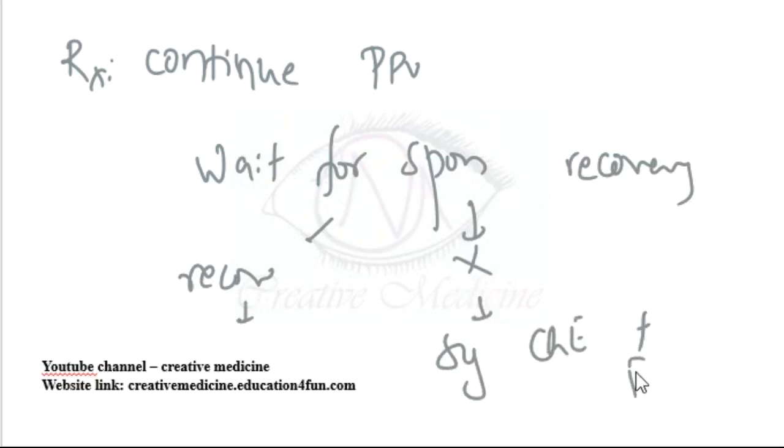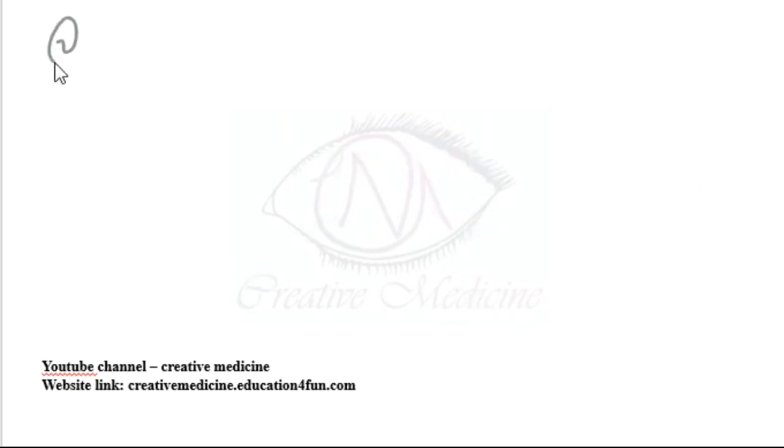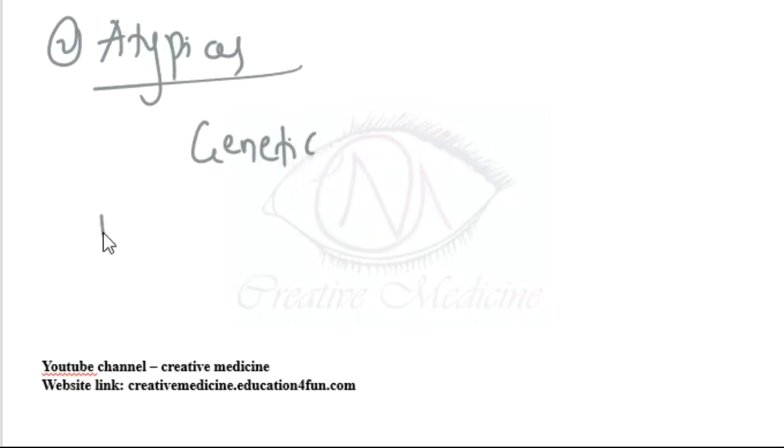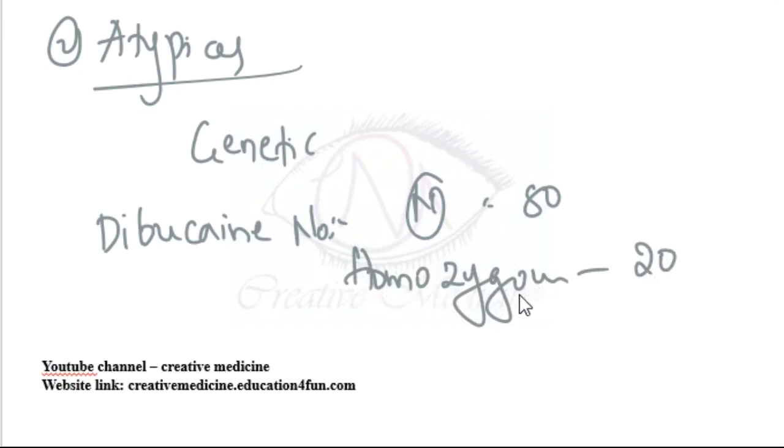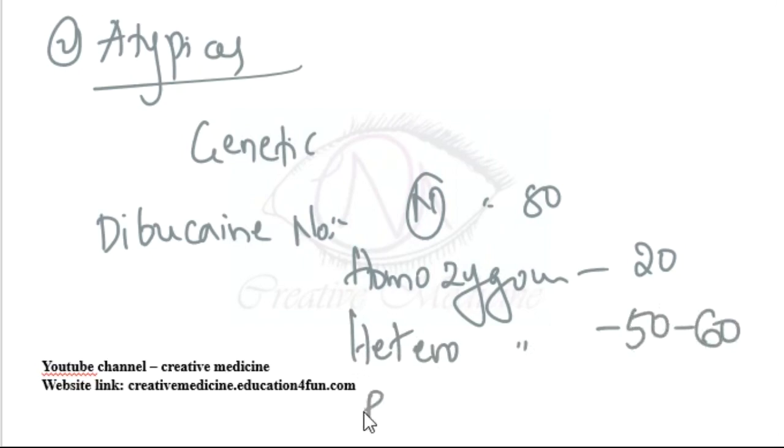Second, atypical pseudocholinesterase. If the patient has atypical pseudocholinesterase, it can be due to a genetic cause. This atypical pseudocholinesterase is diagnosed with the help of the Dibucaine number. The normal Dibucaine number is 80, whereas in homozygous atypical pseudocholinesterase, the Dibucaine number will be 20, and in heterozygous atypical pseudocholinesterase, the Dibucaine number will be 50 to 60. Treatment of atypical pseudocholinesterase is almost the same as low pseudocholinesterase.